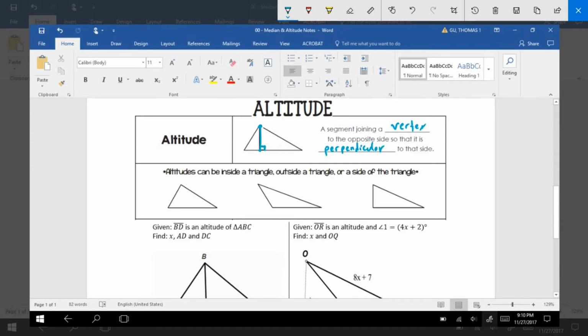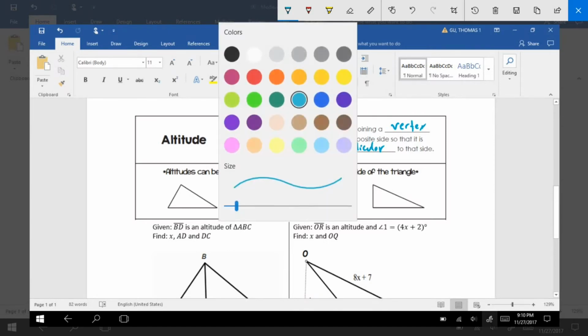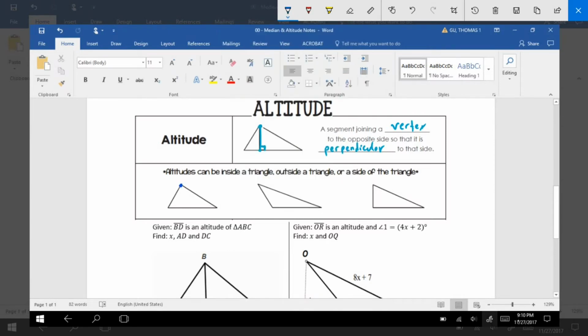Now remember, altitudes can be inside a triangle, they can be outside a triangle, or they can even be a side of a triangle. So look at this picture. If I'm getting an altitude, find a vertex, I need to connect it to this opposite side so that it is a right angle. There's the altitude. Now what about this picture right here? Here's a vertex. I'm gonna connect it to the opposite side right here. So that's a perpendicular. That is the altitude, this length right here. Or I could even do this right from here to here. Right angle. Bam.